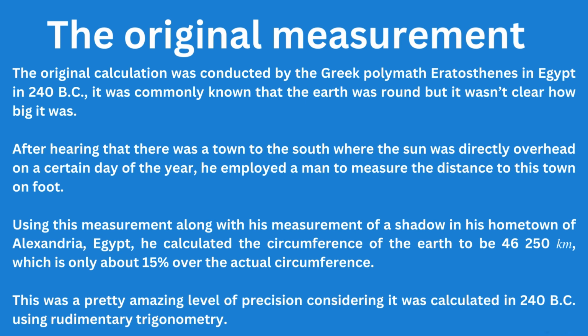After hearing that there was a town to the south of his town, where the sun was directly overhead on a certain day of the year, he employed a man to measure the distance to this town from his own, on foot, and used this measurement, along with his measurement of a shadow in his hometown of Alexandria, to calculate the Earth to be 46,250 kilometres, which was a pretty amazing level of precision, considering how early in history this calculation was done, and using such basic rules of trigonometry.